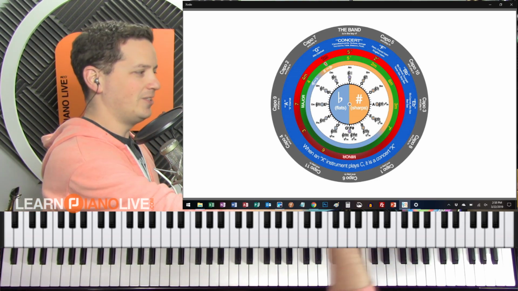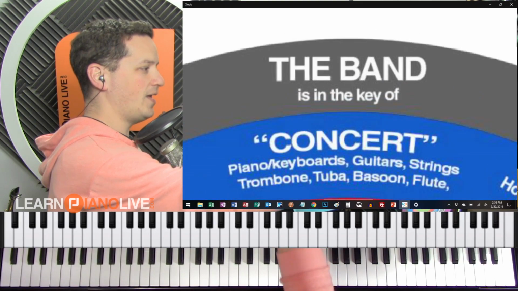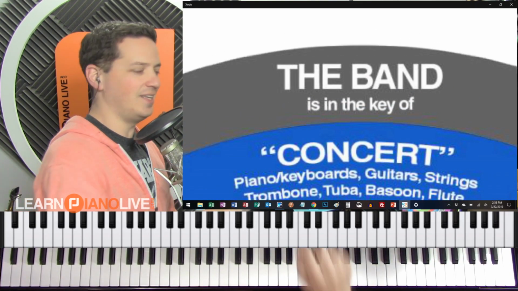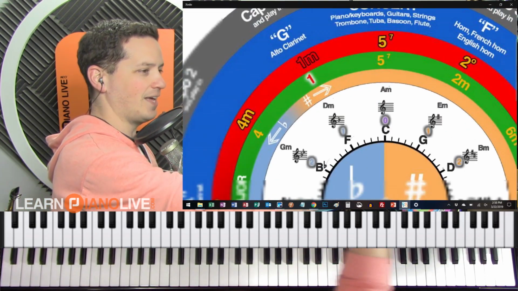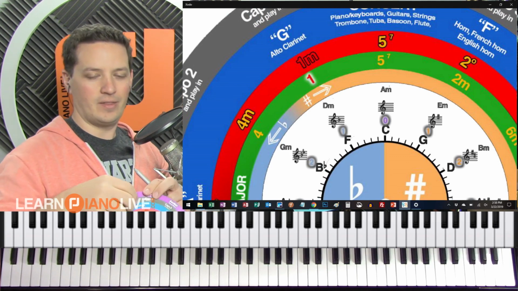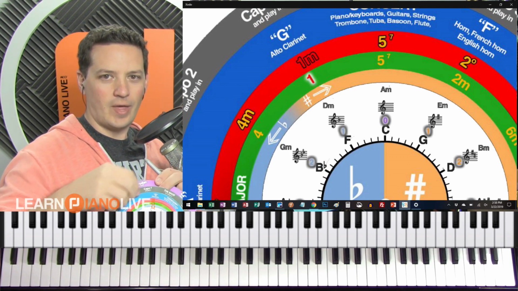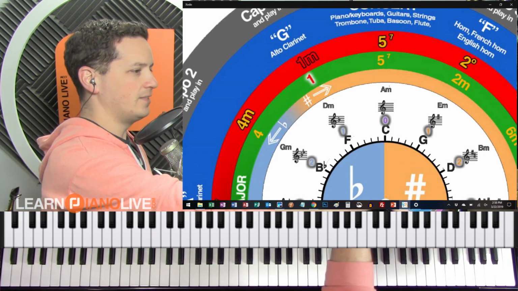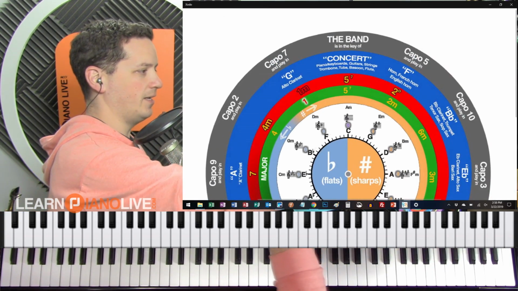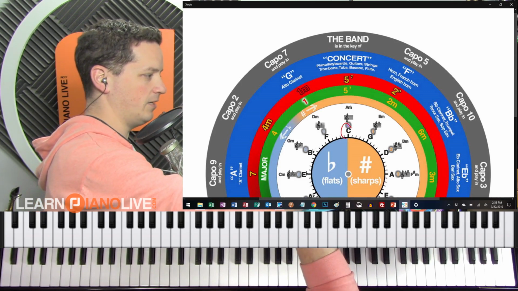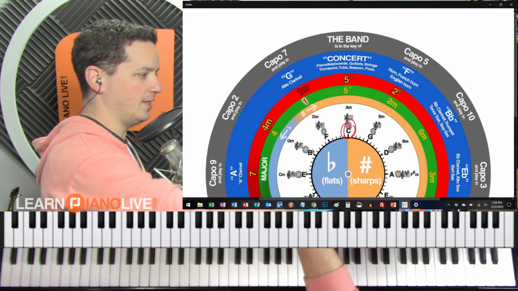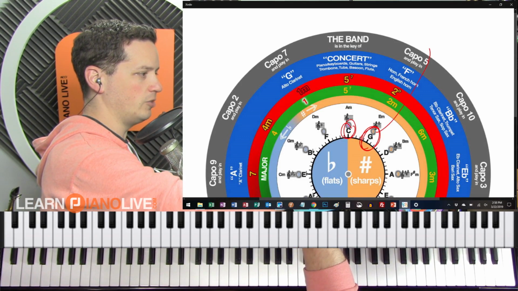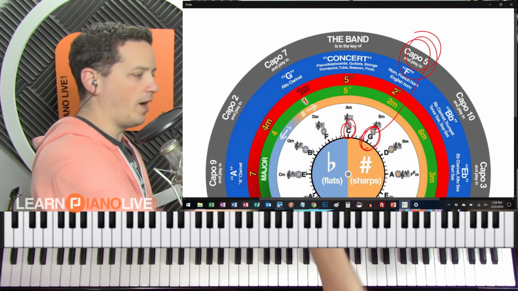So what we can do is we can say, well, the rest of the band is in the key of, and then set that to whatever you want using the gray circle. That's where the rest of the band is. There we go. And so if you wanted to play in, let's say the rest of the band is in the key of C. Well, you could play in the key of G then, as long as you put the capo on 5, on the 5th fret.